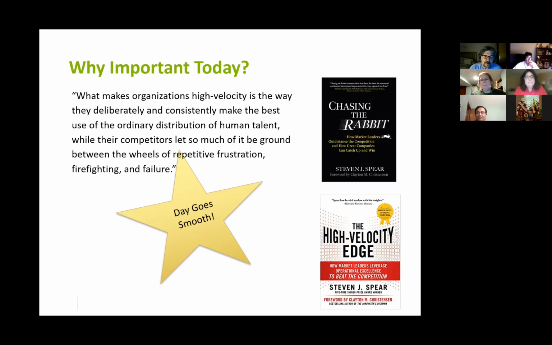It says, what makes organizations high velocity? Now, what he means by that is everyone else is chasing you, that you're the best of the best. You're the company that people in the local community want to work for. So what makes organizations high velocity is the way they deliberately and consistently make the best use of the ordinary distribution of human talent. Well, their competitors let so much of it be ground between the wheels of repetitive frustration, firefighting, and failure.